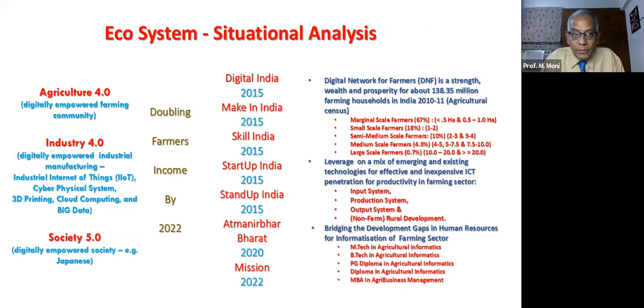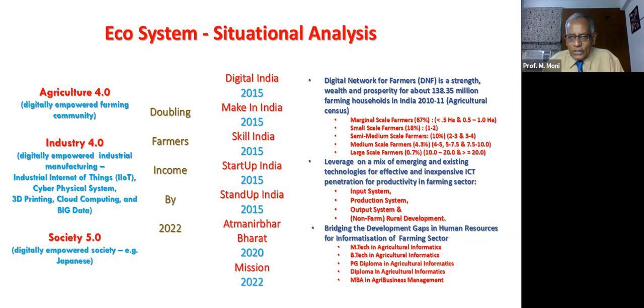Let us see the ecosystem in the country to promote e-governance and digital transformation. Digital India 2015, Make in India 2015, Skill India 2015, Startup India 2015, Stand Up India 2015, Atmanirbhar Bharat 2020, and the Connectivity Mission, the Communication Mission 2022. You have Doubling Farmers' Income by 2022. And then there are 3 areas where we are looking for a total digital transformation: Agriculture 4.0, Industry 4.0, Society 5.0.